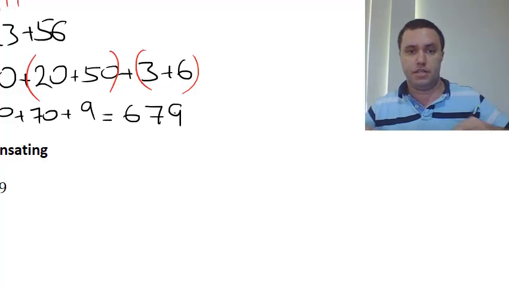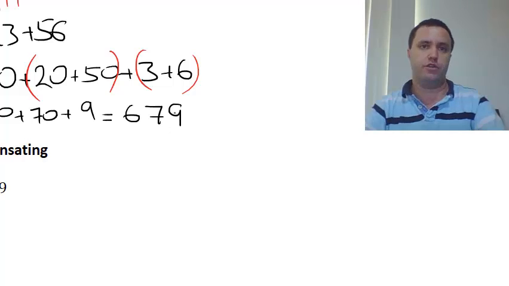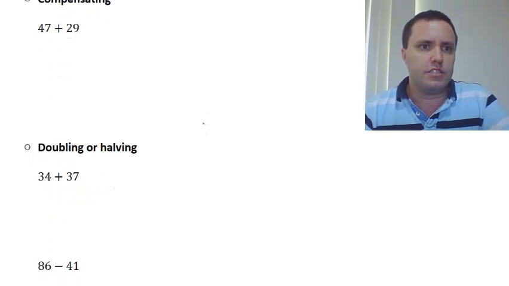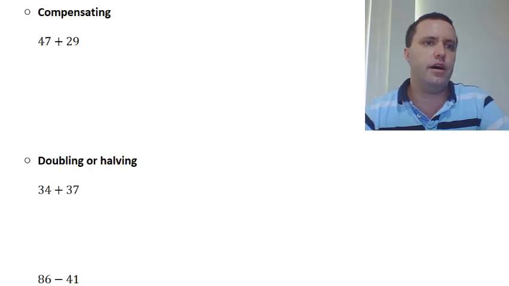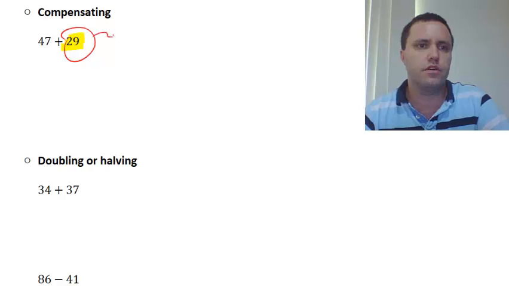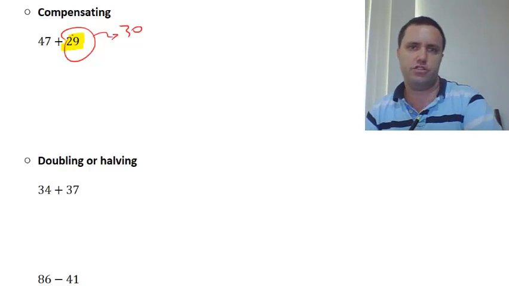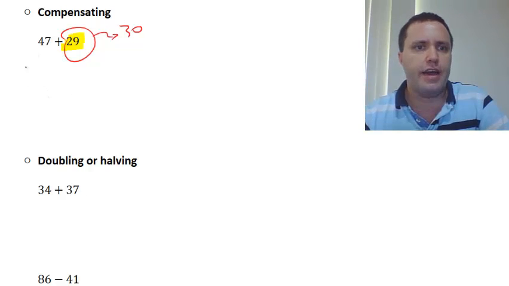That's a good way to go about it, and you're going to see that happening more in the addition algorithm in the next video. Next one, compensating. This one works really well when you've got a number like 29 that is really close to 30. We can break this 29 up; there's nothing saying I have to use 29. To get to 30, I've got to add 1 to 29.